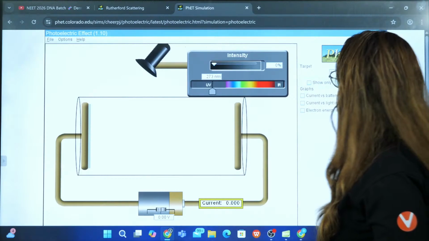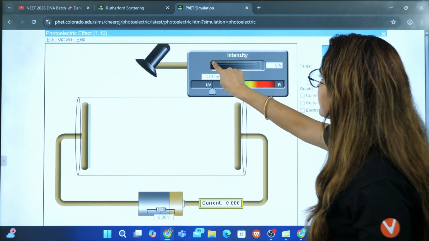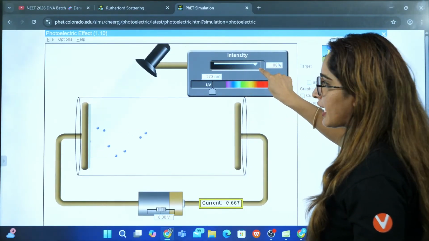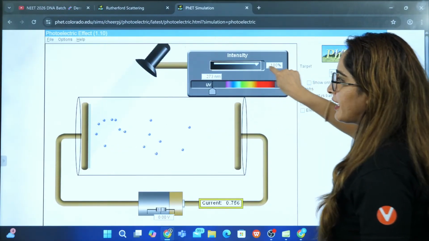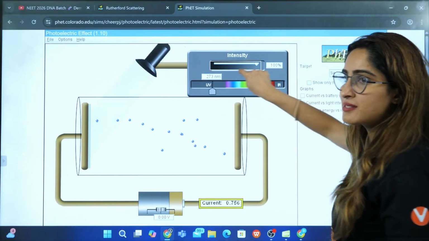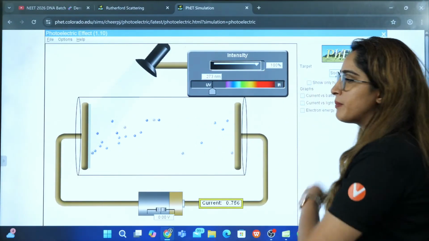Right. Now, what I'll do here, intensity is 0, so I'll increase the intensity. Can you see now? Can you see intensity is increasing, decreasing, increasing. Intensity means the light we are increasing or decreasing. So I'll keep the intensity as 100%.